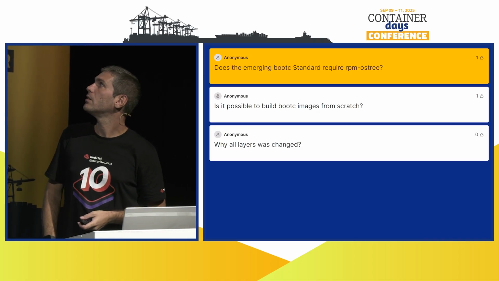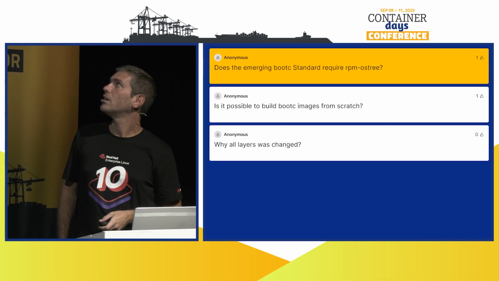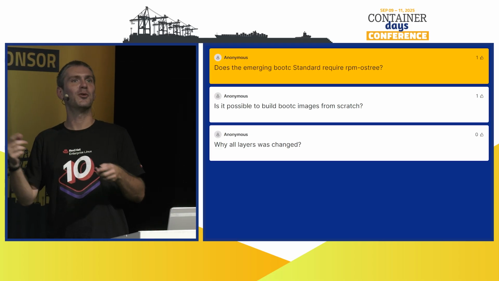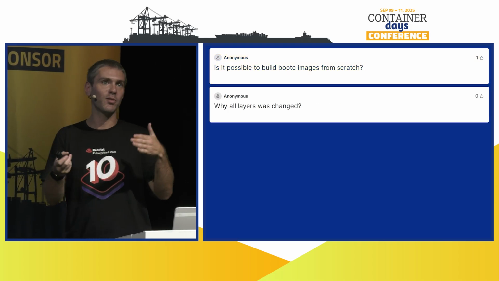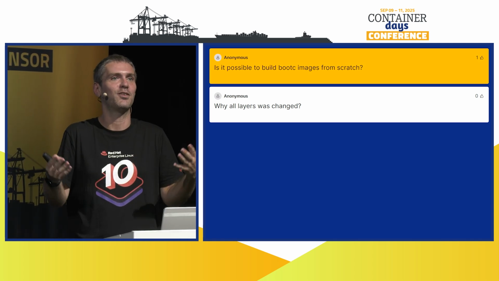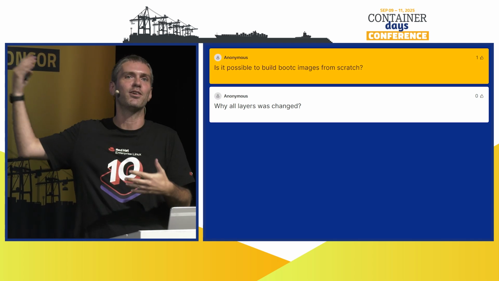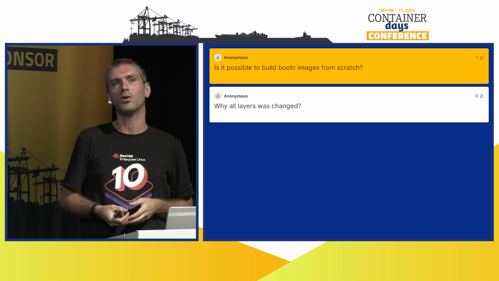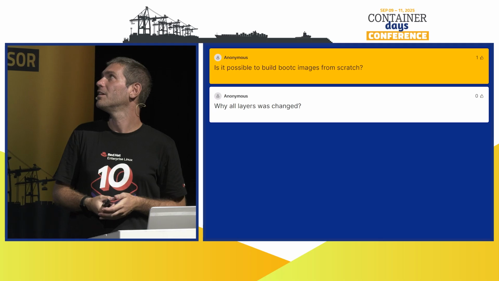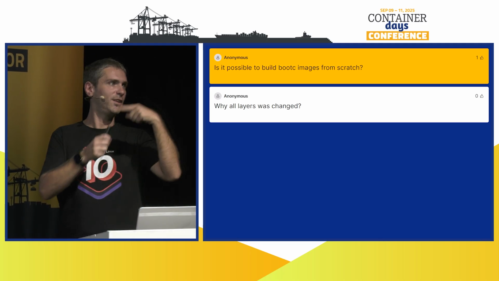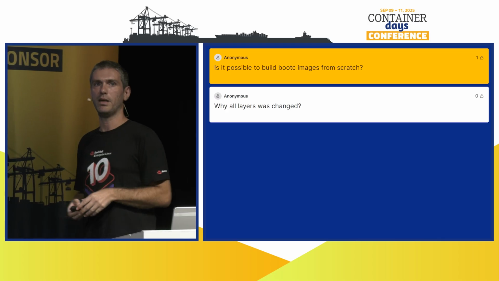Does the emerging bootc standard require rpm-ostree? It doesn't require it, but it's based on it. The idea of how it works is very similar. So when you are doing the upgrades, you are leveraging the rpm-ostree part to really create new commits and update the layers. Is it possible to build bootc images from scratch? I think this connects to the first question. It will be soon.